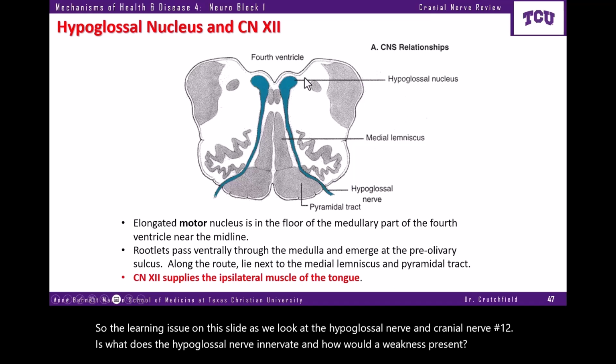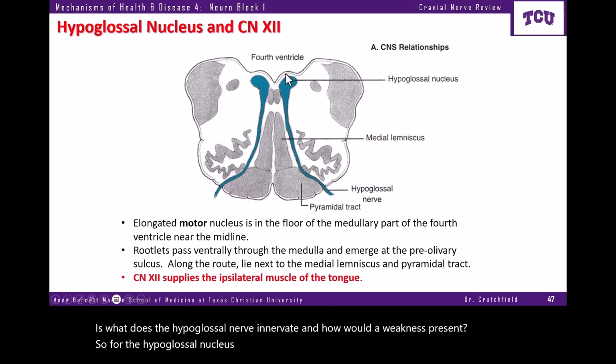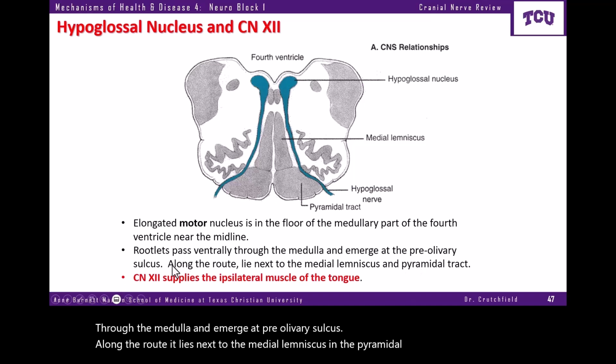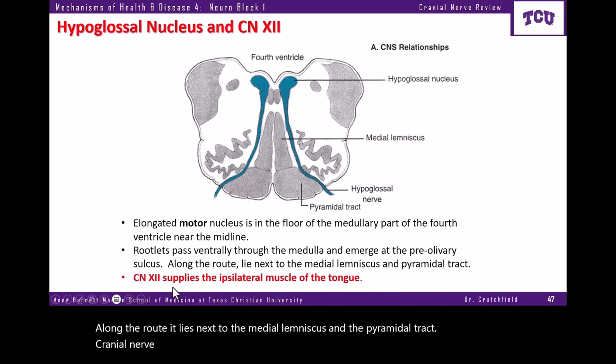So for the hypoglossal nucleus, we see it's adjacent again to the fourth ventricle. It exits out as the hypoglossal nerve in the medulla, and the rootlets pass ventrally through the medulla and emerge at the pre-olivary sulcus. Along the route, it lies next to the medial lemniscus and the pyramidal tract. Cranial nerve 12 supplies the ipsilateral muscles of the tongue.